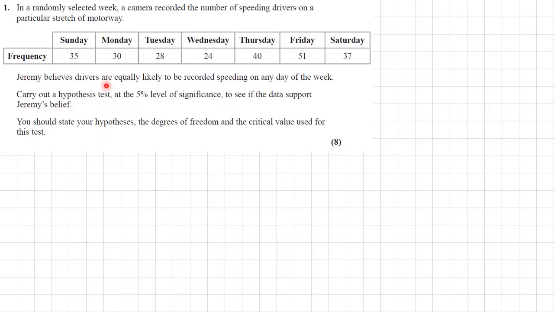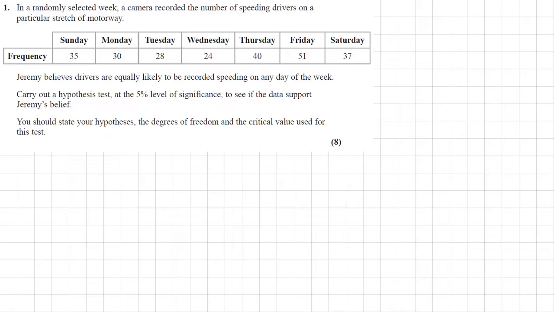Jeremy believes drivers are equally likely to be recorded speeding on any day of the week. Carry out a hypothesis test at the 5% level of significance to see if the data supports Jeremy's belief. You should state your hypotheses, the degrees of freedom, and the critical value used for this test.